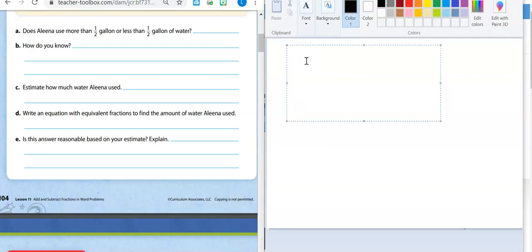So for our answer E, we will write out, yes, my answer, 17 over 24, is reasonable because it is between 1/2 and 1 whole. Now let's move on to the next page.